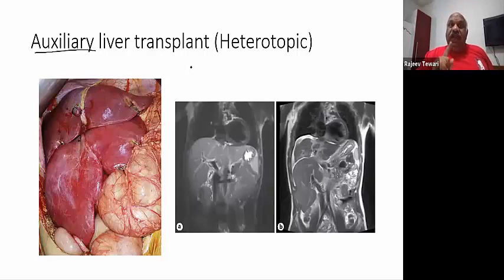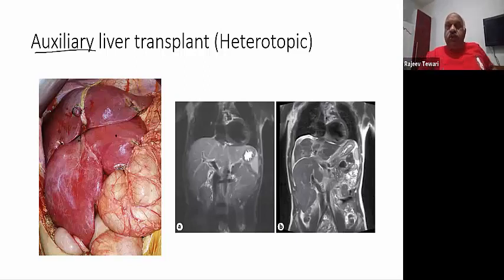While in auxiliary, we leave the liver and place either a part of liver or a new liver by the side of it. It's a heterotopic transplant. In the second diagram, and the first diagram also, you can see that another liver is placed, leaving the native liver behind. This is generally done either when you expect the liver to regenerate after a few months, or when the patient's condition is very sick, like fulminant liver necrosis.